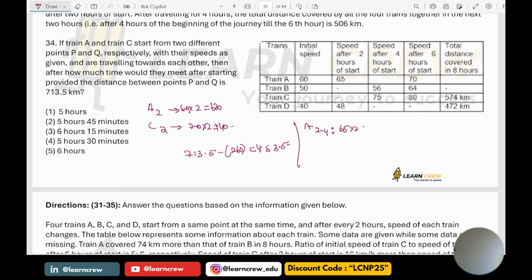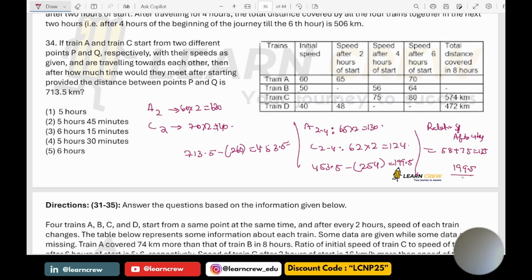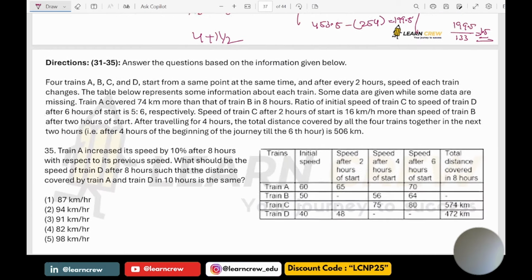Now train A between 2 to 4 hours is 65 into 2, 130. C from 2 to 4 is how much? 62 into 2, which is 124. Now again, 453.5 minus the sum of these two will give you 199.5. Now the relative speed of both the trains after 4 hours would be 58 plus 75, which is 133 kilometer per hour. Now the distance is 199.5 with a speed of 133. It takes 1.5 hours. So total 4 plus 1.5, which is 5 hours 30 minutes.